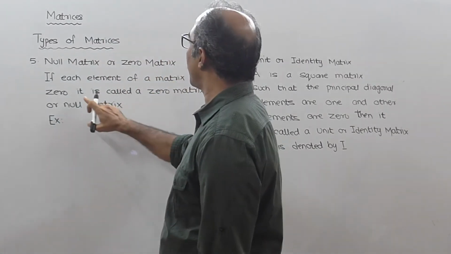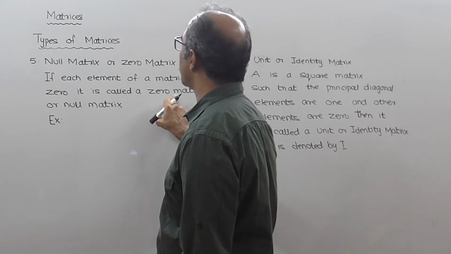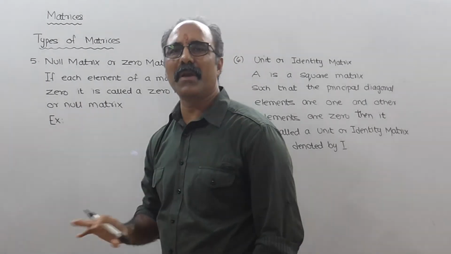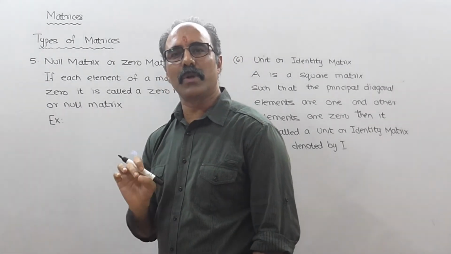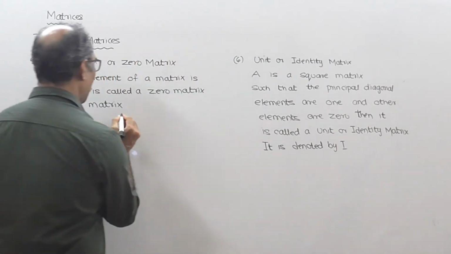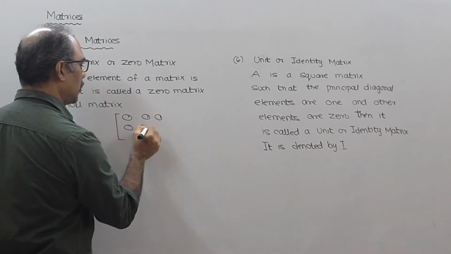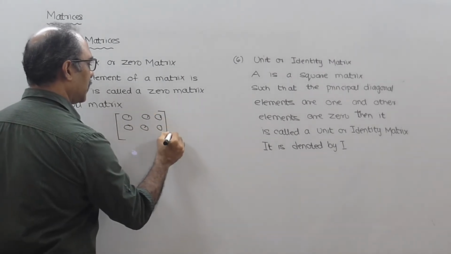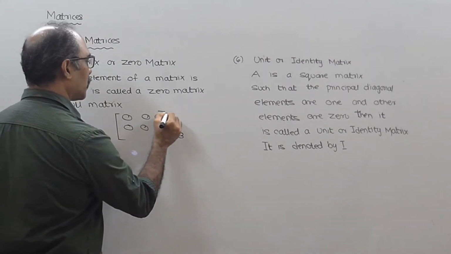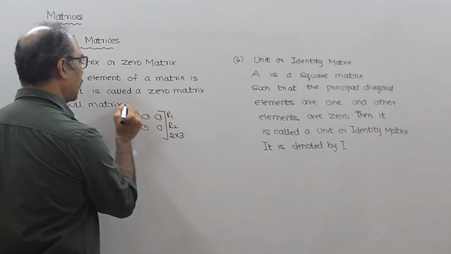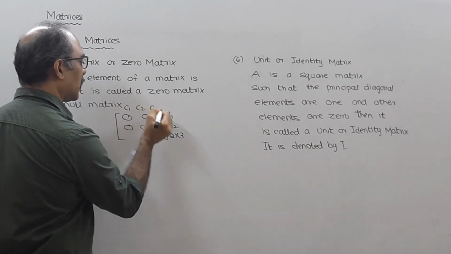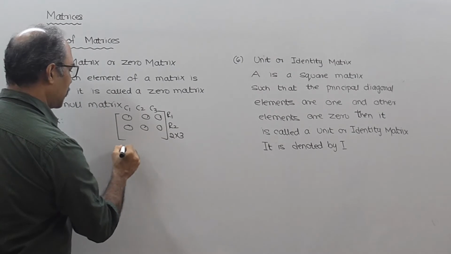If each element of a matrix is 0, then it is called a zero matrix or a null matrix. Meaning if all the elements of a matrix are equal to 0. So something like 0, 0, 0, 0, 0, 0. I think this is a 2 by 3 matrix because this is first row, second row, first column, second column, third column. So all the elements are 0.